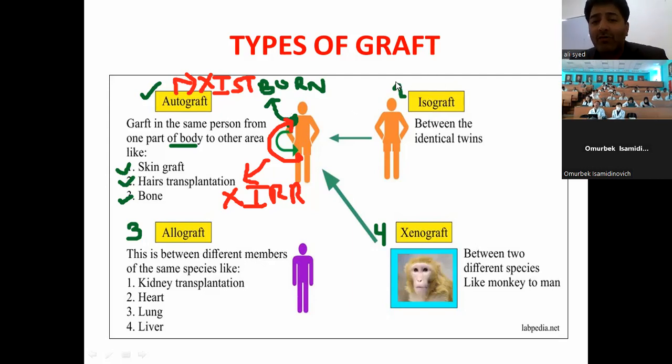Second is isograft. So what is isograft? It is between identical twins. But which identical twins? Monozygotic identical twins.